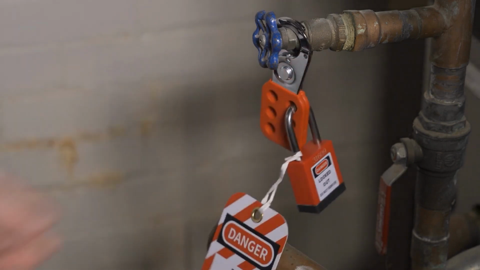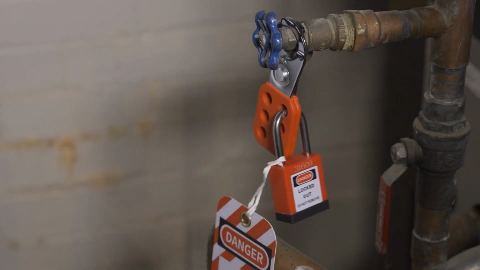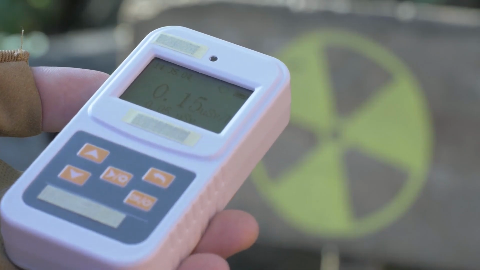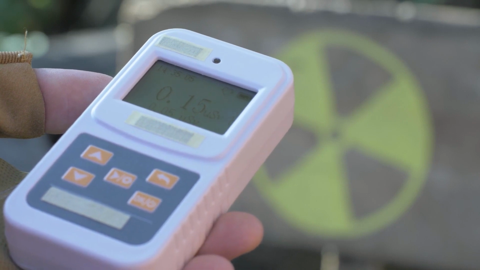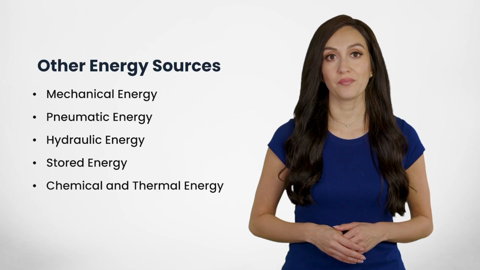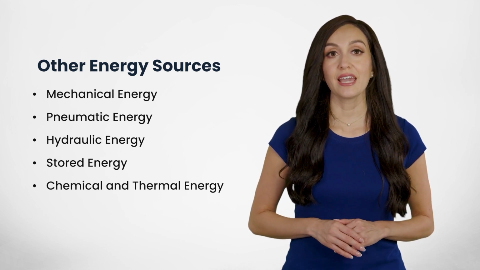When lockout-tagout is performed, it is important to identify all energy sources involved with operation of a machine or a piece of equipment. This is not limited to electrical energy, the most common source. It also must include mechanical energy, pneumatic energy, hydraulic energy, stored energy, and also chemical and thermal energy.